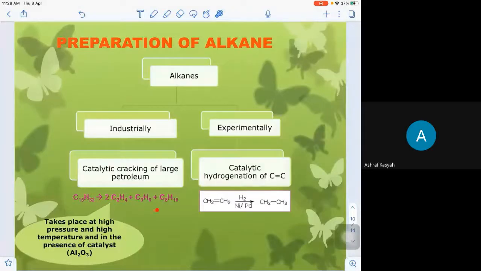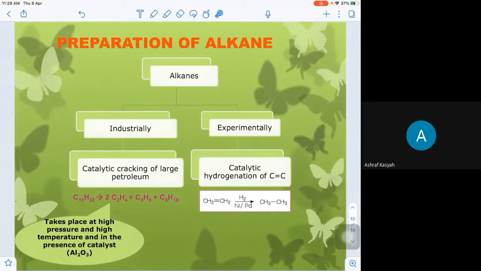We are focusing on alkane because we talk about how to prepare alkane. This catalytic cracking process takes place at high pressure and high temperature in the presence of a catalyst. One example of the catalyst used is Al2O3, but we have more than this. That is why it is called catalytic cracking. Crack means break, a breaking process using a catalyst. That is the first one.